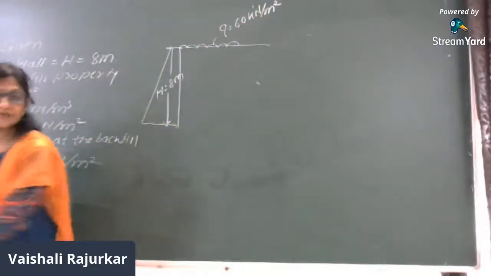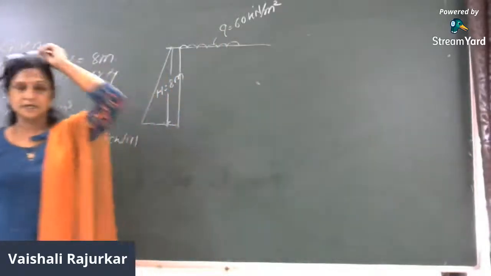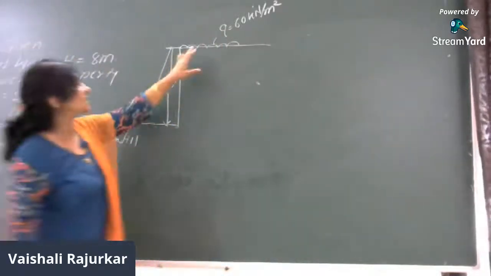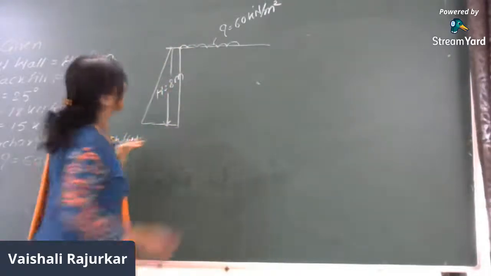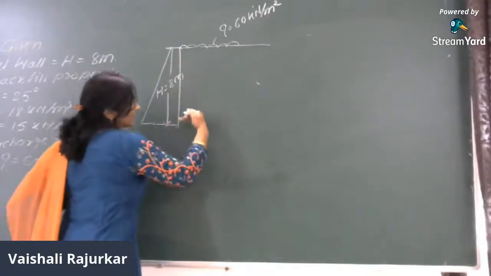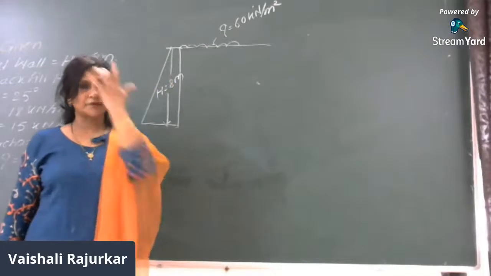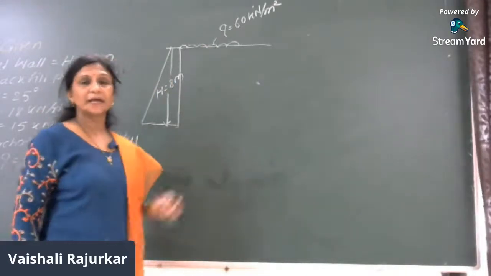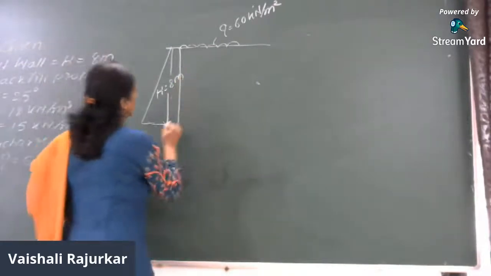Now, as we have discussed previously also, there is a distribution diagram due to the surcharge load. This surcharge is acting throughout the same. So this surcharge will be same over here, it will be same over here, it will be same over here. It will be same throughout the depth of the wall. Therefore, the distribution diagram in this case is a rectangular distribution diagram due to the surcharge.